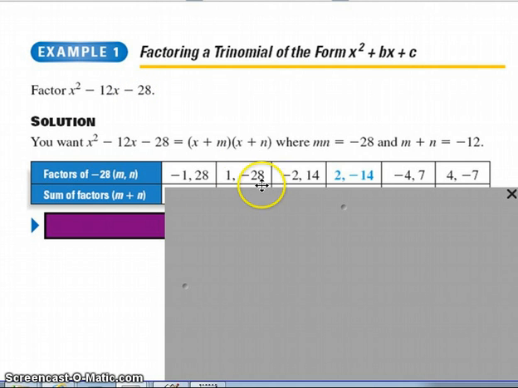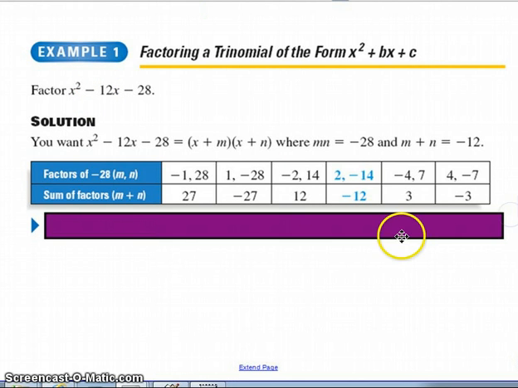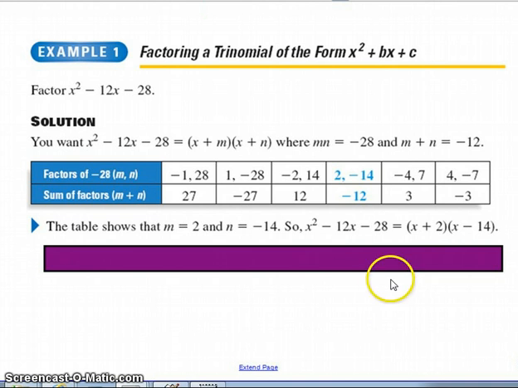Now I look at all of these pairs, what are there, 6 pairs here, and I try to find one pair that's going to add up to make negative 12. And there's only one of them that does, that pair right there. 2 and negative 14 will multiply to make negative 28, and 2 and negative 14 will add to make negative 12. Great. So as this says, that means that x squared minus 12x minus 28 is the same as making use of this pair here, x plus 2 times x minus 14.